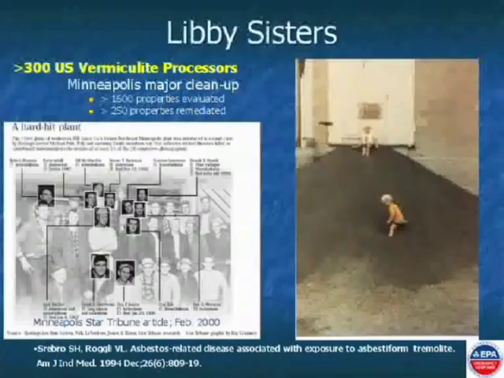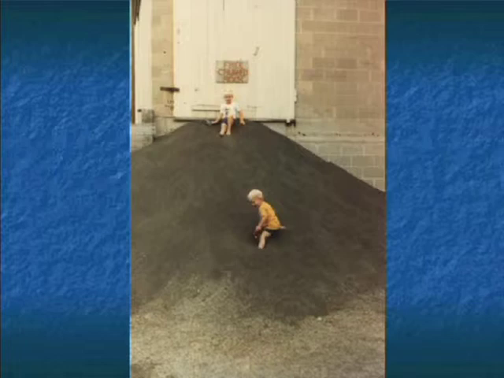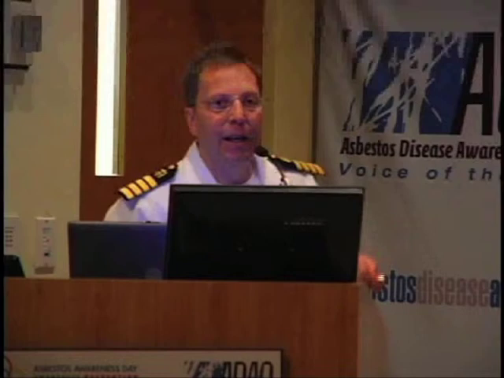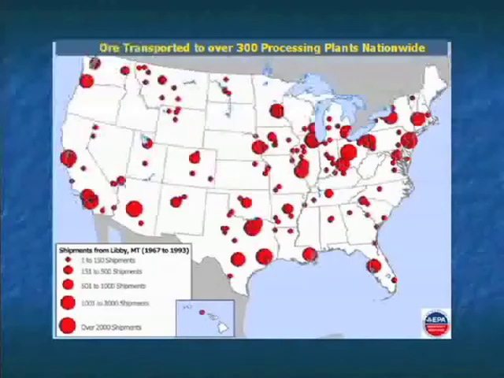We have Libby sites, which are essentially processing facilities that obtained vermiculite from Libby at over 300 locations within the United States. Here was a picture of a facility in Minneapolis where children were playing on piles of material that was essentially the waste material that was put out in front. This is a residential neighborhood. We have a case of an individual who played there for a couple of years, lived nearby in the neighborhood, who died at age 42 of lung cancer and asbestosis, just having played in these piles for a couple of years of his life when he was a child. Over 300 places throughout the United States.